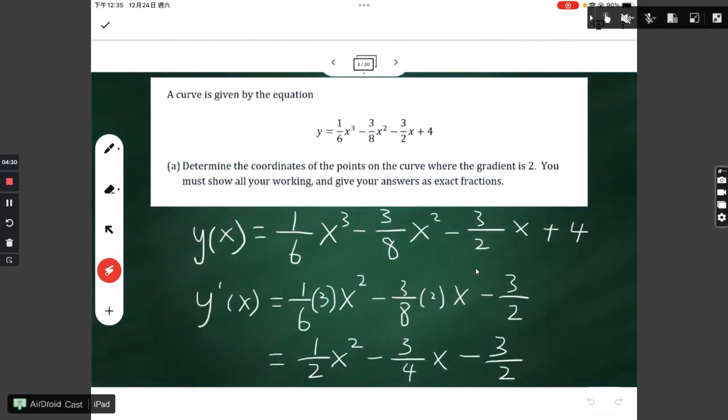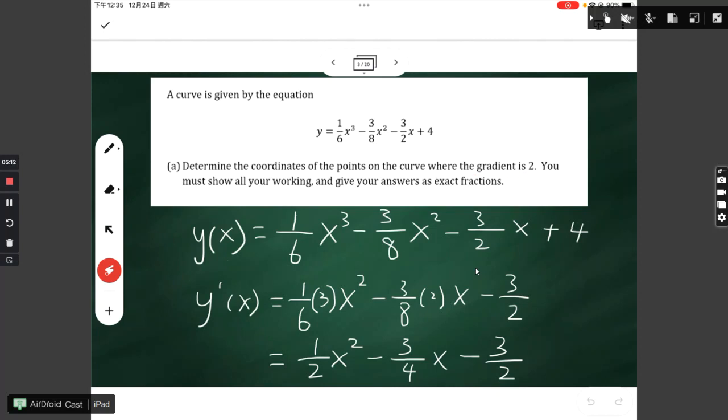Let's work on an IB math calculus question. It says a curve is given by the equation y equals 1/6 x to the third power minus 3/8 x squared minus 3/2 x plus 4. They want to know the coordinates of the points on the curve where the gradient is 2. The gradient is another word for slope, so they want to find the coordinates of the points where the slope is 2.